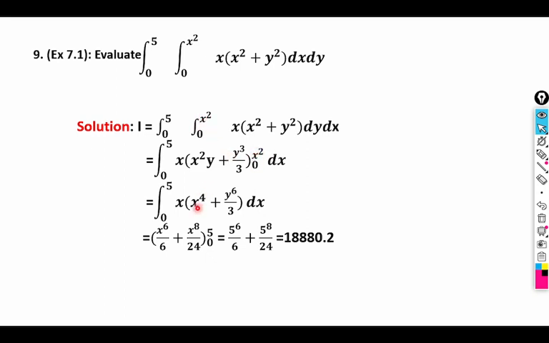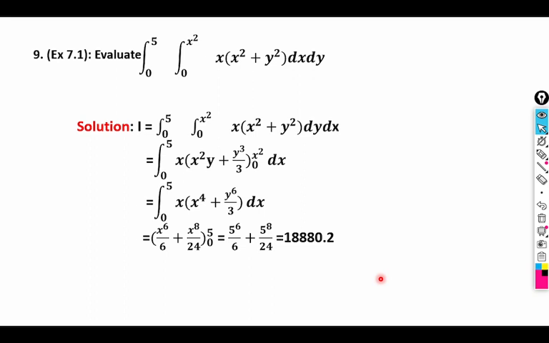So when we put the upper limit, we are replacing y by x square. When we replace y by x square, it is x raised to 4. Here is a correction: it is x raised to 6 by 3. And after that, take x inside and integrate it. You can keep the answer like this, or you can write the answer in decimal. This is not compulsory to write. You can write the answer as 5 raised to 6 by 6 plus 5 raised to 8 by 24.